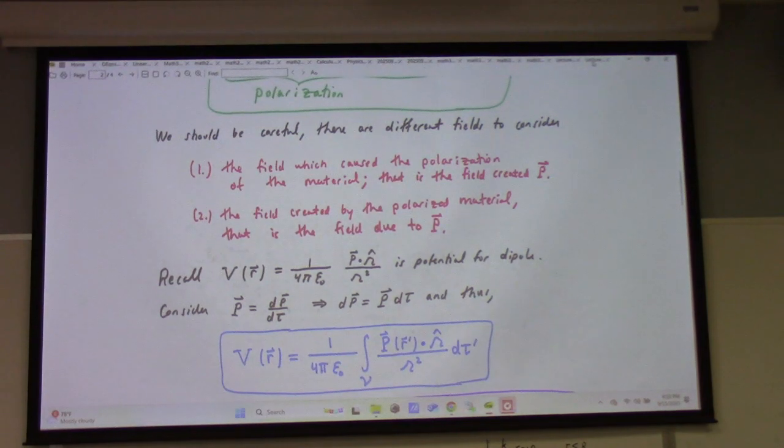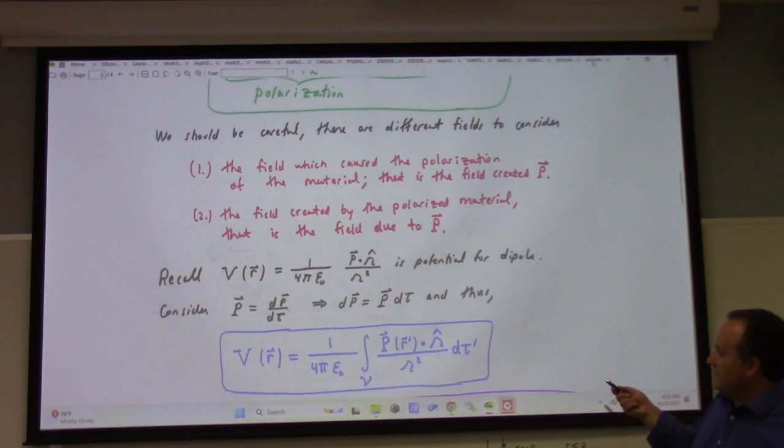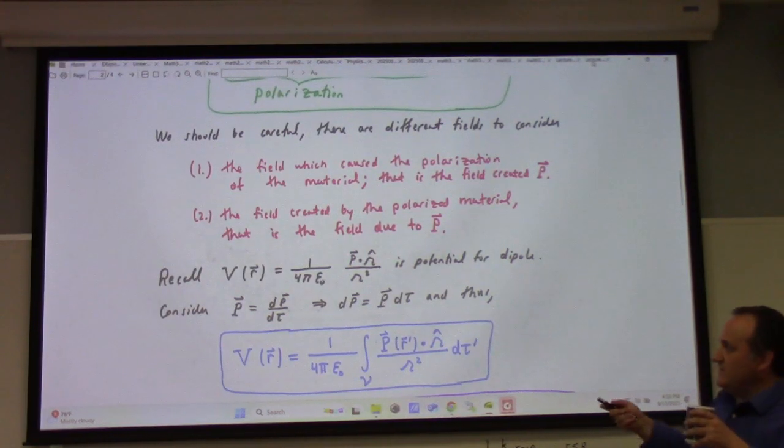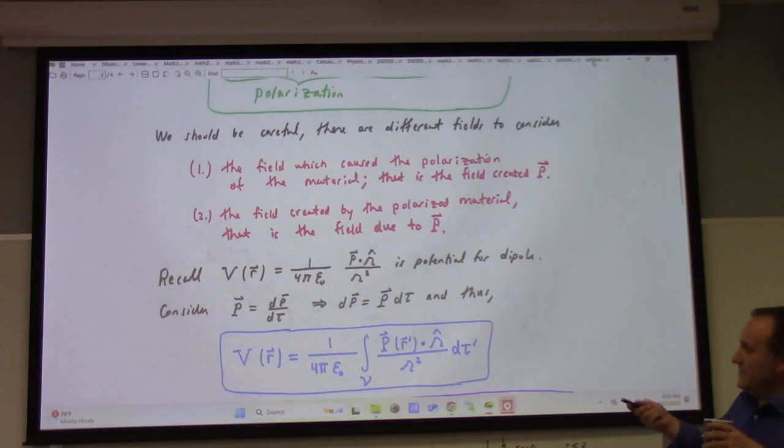To do that, we need to do a little bit of soul searching here. We worked out the potential for the dipole the other day: p dot r hat over r squared. Now here, this is like q times d. Well, excuse me, this is the perfect dipole. Anyway, the polarization is the dipole moment per unit volume, so infinitesimally I get that dp is the polarization times d tau.